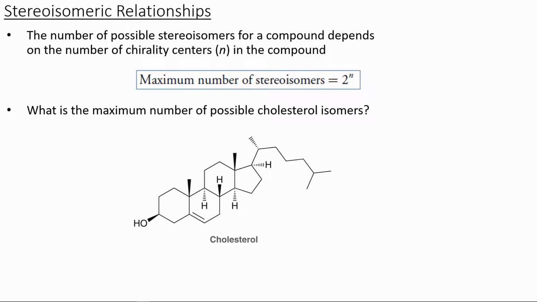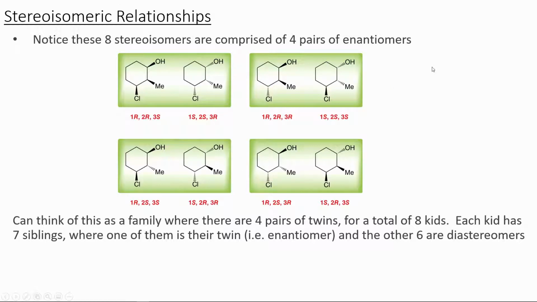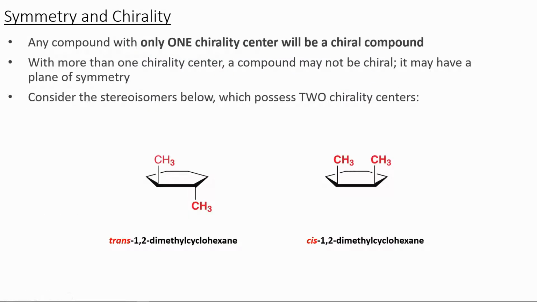The total number of stereoisomers for a compound is going to follow the formula 2 to the n, where n is the number of chiral centers. So, for example, looking at this molecule, how many possible isomers would we expect? We first have to count the number of stereocenters, right? So we have 1, 2, 3, 4, 5, 6, 7, 8 stereocenters. So we would expect the total number of stereoisomers to be 2 to the 8th.